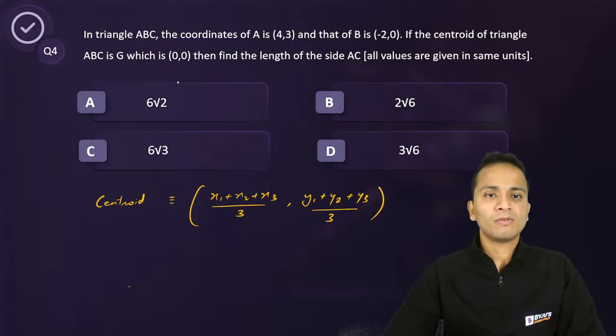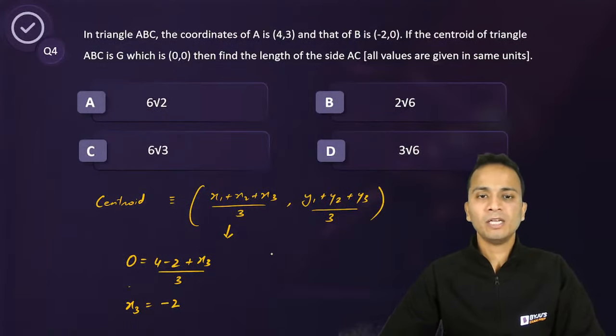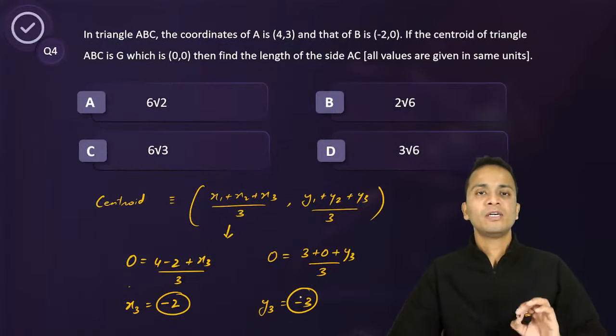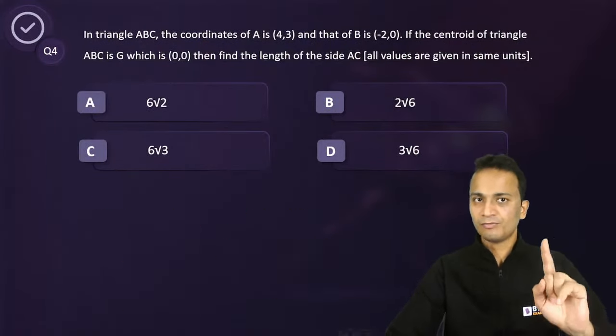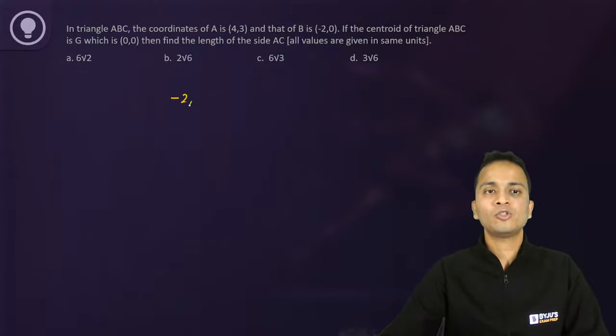So I'll equate this as 0 first of all. So 0 is equal to (4 minus 2 plus x3) whole divided by 3. So the value of x3 will come out to be minus 2. Similarly, 0 is equal to (3 plus 0 plus y3) divided by 3. So the value of y3 will be equal to minus 3. So (minus 2, minus 3) are the coordinates of vertex C. Okay, first thing over. So (minus 2, minus 3) are the coordinates of vertex C.